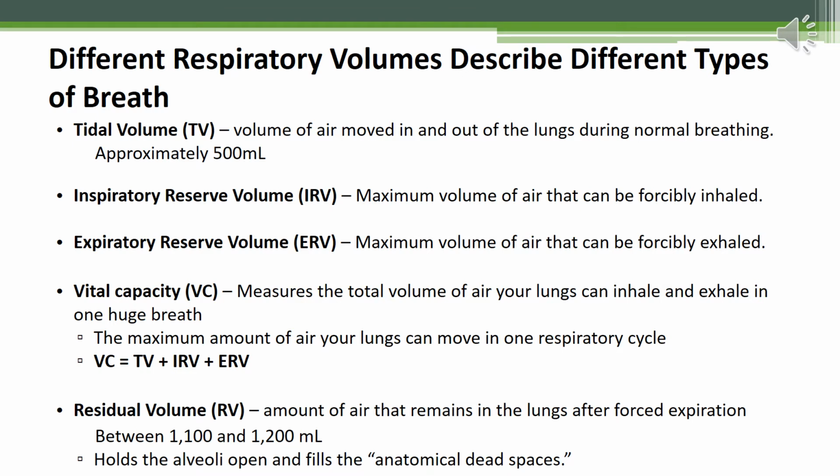Vital capacity equals tidal volume plus inspiratory reserve volume plus expiratory reserve volume. And then finally we have residual volume, or RV, which is the amount of air that remains in the lungs after forced expiration. So this is the amount of air that always remains in the lung no matter how much you might try to force the air out. And this is typically between 1100 and 1200 milliliters. This is actually useful because this volume helps to hold the alveoli open and fills the anatomical dead spaces that occur when we move all of this air out of our lungs.